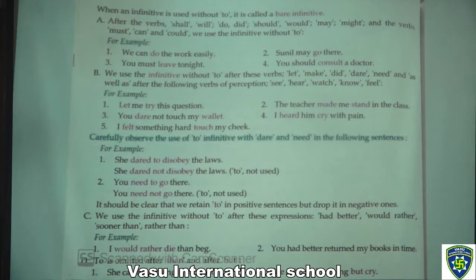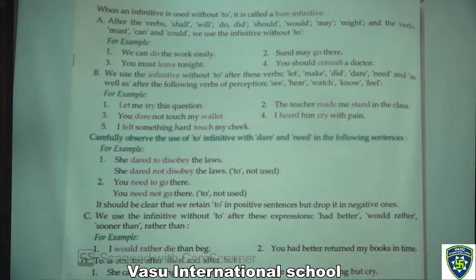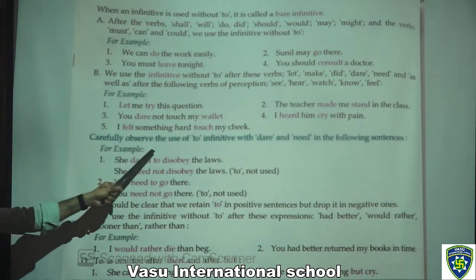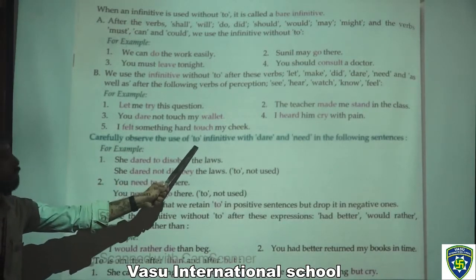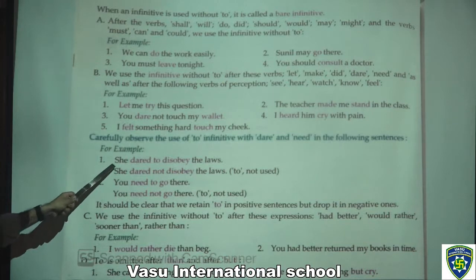I heard him cry with pain. So these colored words are both infinitives. I felt something hard touch my cheek. So both words are infinitives. Now carefully observe the use of to, how we can use to in infinitives with dare and need in the following sentences. For example, she dared to disobey the laws.